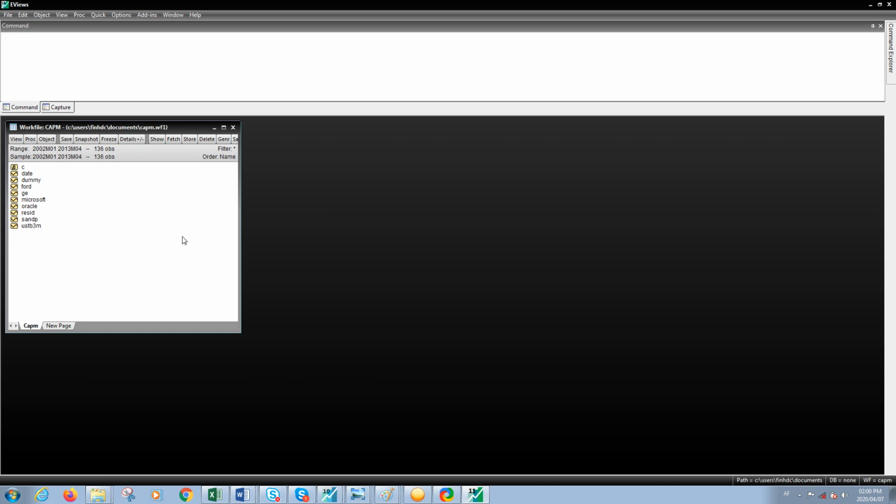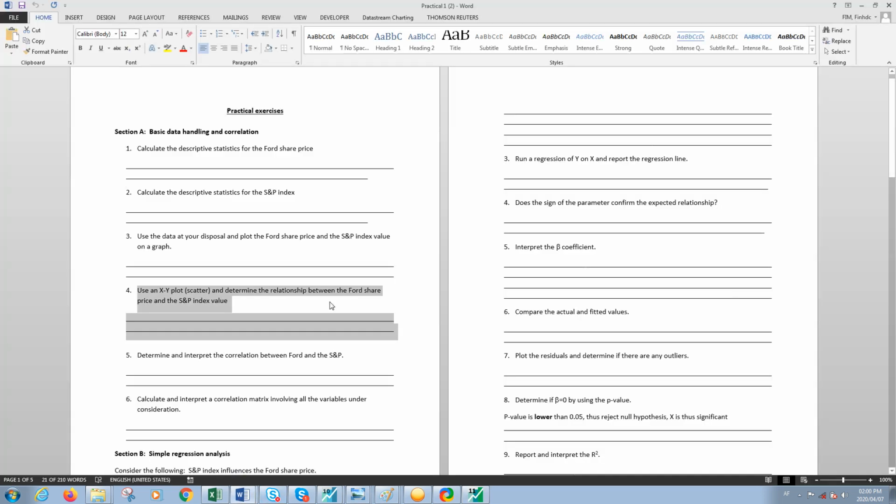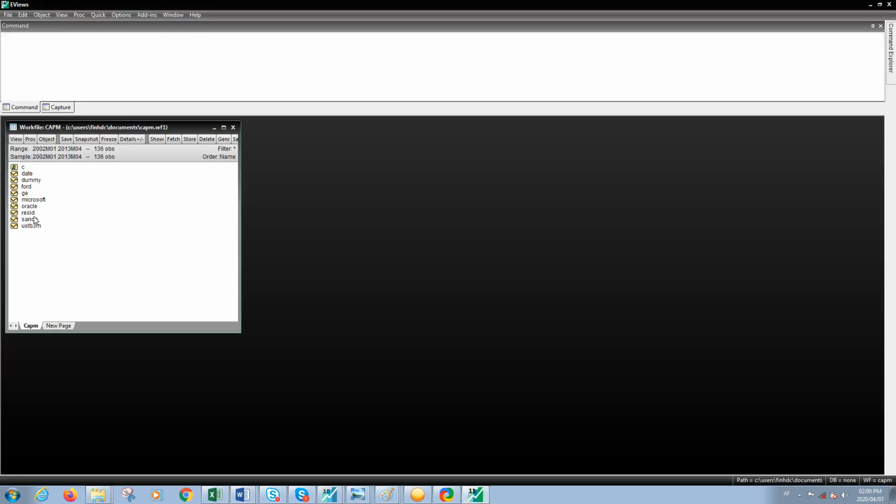Okay, so what we're going to do is we're going to open it as a group. So you're going to click on the two series that you want to work with. It specifically asks you to determine or draw up the scatter plot between the Ford share price and the S&P index value. So what we're going to do is we're going to click on the Ford share price. You're going to click on it. You're going to hold in your shift button, and then you're going to hold in your control button. You're going to click on Ford.